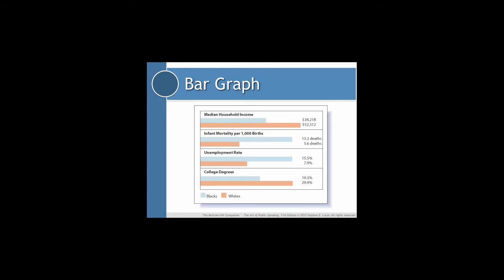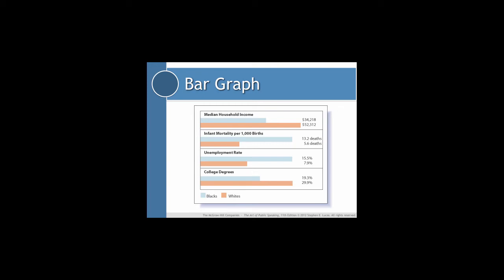Then the final type that we use in our speeches is called a bar graph. And as you can see, the numbers, the statistics are represented by these bars. And a bar graph is used if you want to compare things. And as you can see, there are different things that are being compared here.